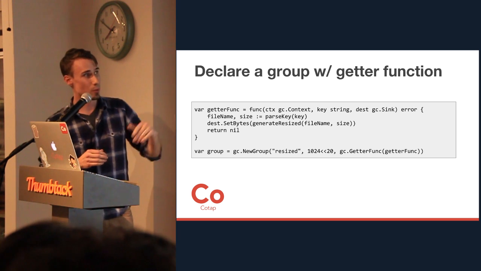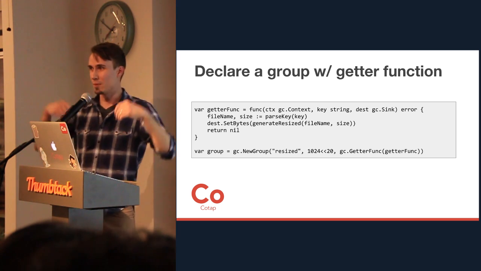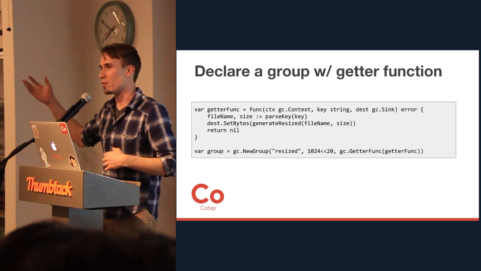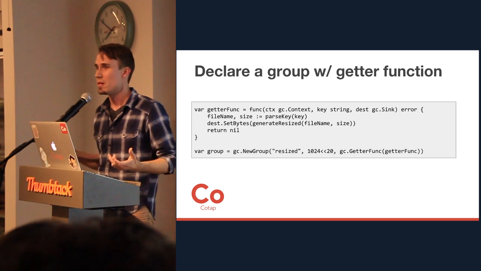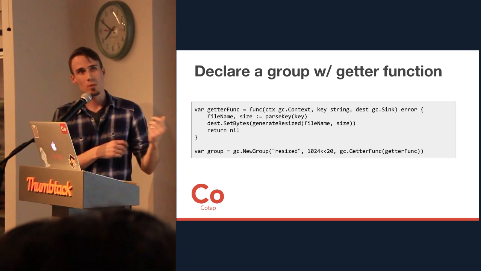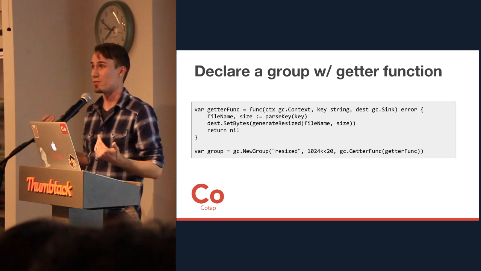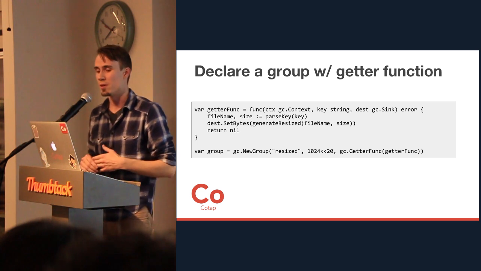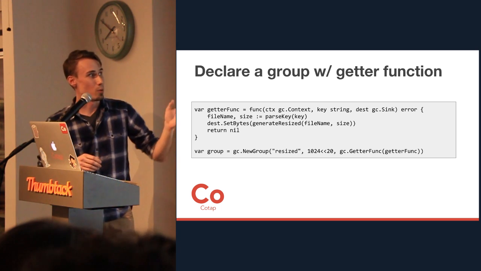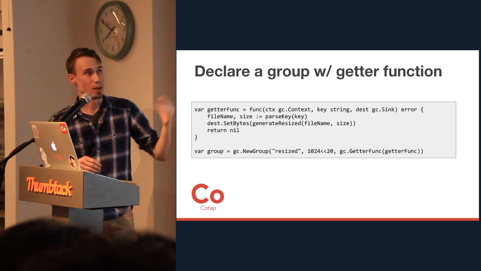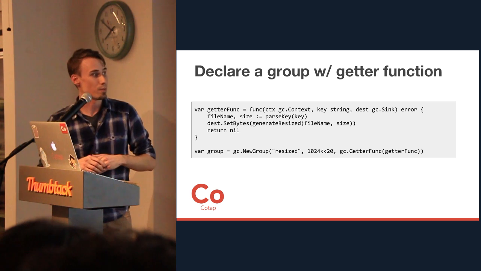But in a simple way, you simply do your operation. Maybe it's a fetch request to some external resource. Maybe you're doing some generation that takes some time. In our case, we're resizing images and processing video, et cetera. And then you simply set the bytes directly on the destination sink.